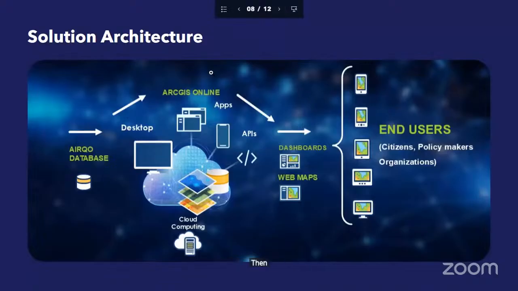Then the solution architecture. This is like the workflow of how I move from the beginning to the end. I got my data from the AirCo database, processed it using the ArcGIS desktop, that is ArcGIS Pro. Then after that, I published it on ArcGIS Online, where I used ArcGIS Online to create the dashboards and the web maps. And then the end users, who are the citizens, policymakers, and organizations, can access that data and information through mobile apps, computers or tablets.